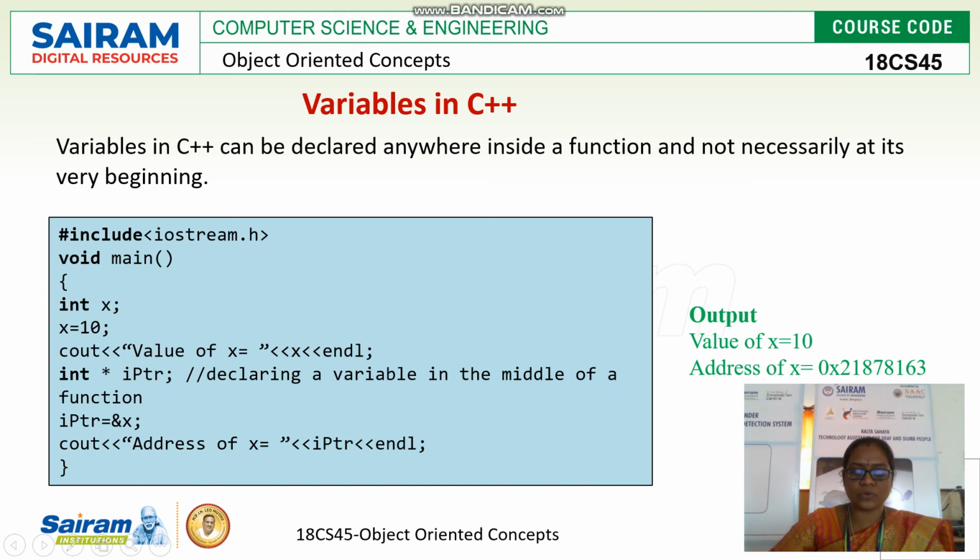I'll show one example here. The same iostream.h header file is included. void main, int x. int x is one of the variables. It's declared at the beginning, and the value of x is also given. So it is displayed with the statement "Value of x = " x endl.